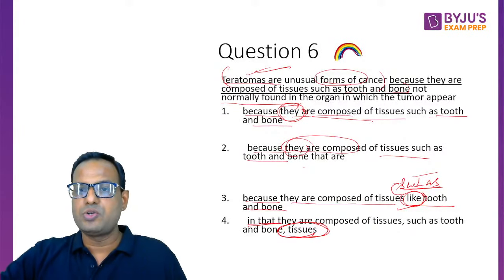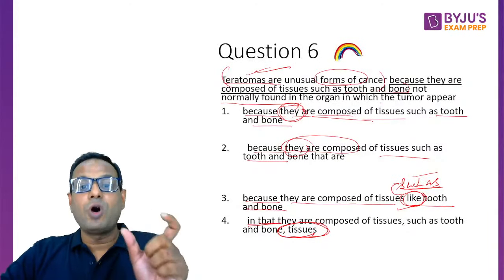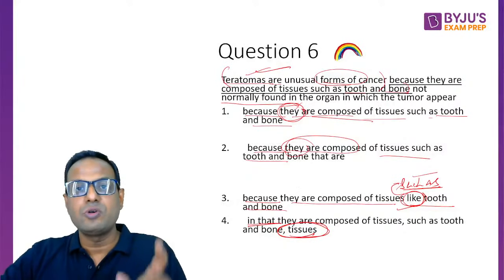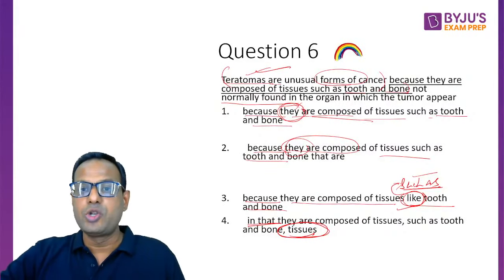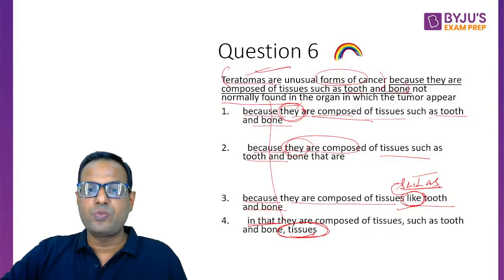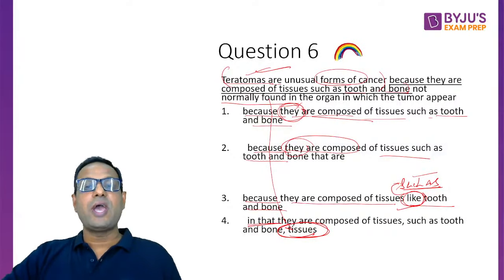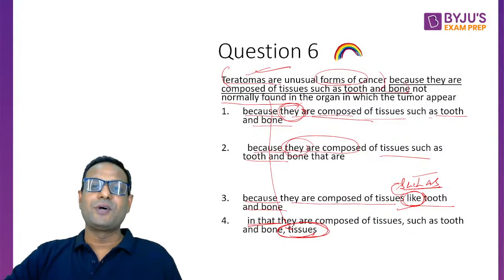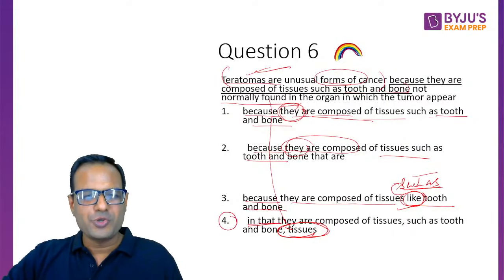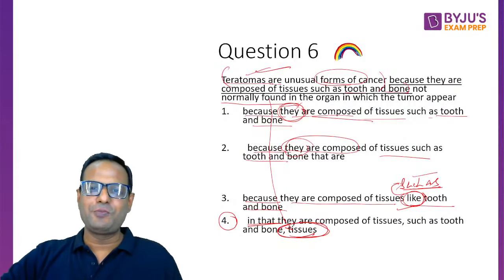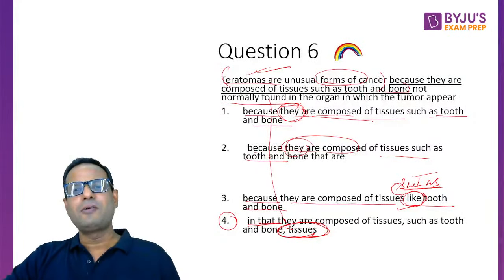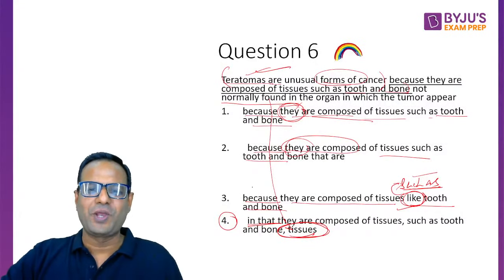Now over here, tooth and bones, not normally found. Tooth and bones, what? Tissues. Tooth and bones, what? Tissues. Are we talking about tooth and bones only? No, we are talking about tissues. Not normally found should have actually spoken about the tissues and not the tooth and bones. All right. That is why 4 should have been the option. Okay. Not 1, 2, and 3. I hope this question was a bit tricky, right? But this should have been the answer. All right, the 4th one.